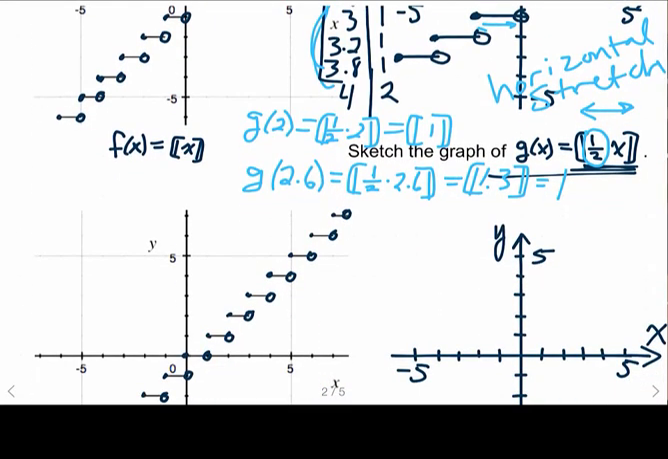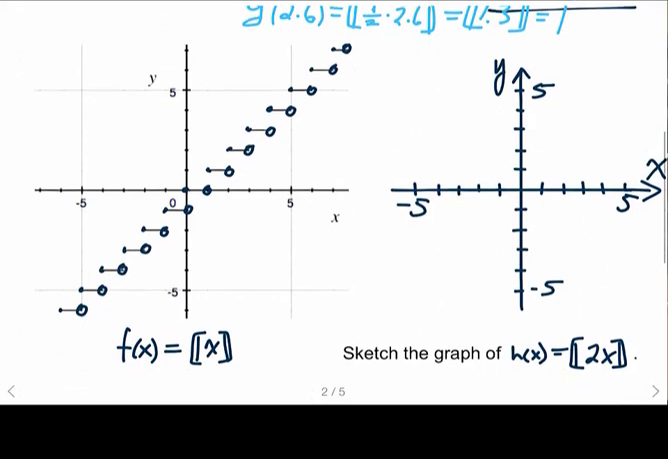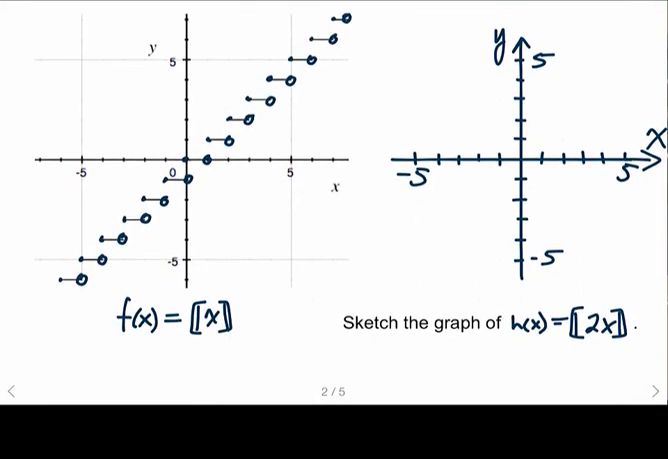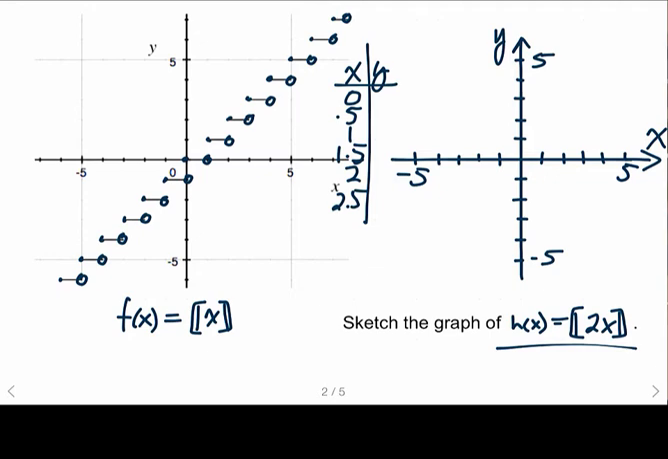Let's see if we can figure out what's going on with another augmented argument, if you will. Here we again have the greatest integer function for comparison, and we're going to sketch the graph of h of x equals the greatest integer of 2x, and maybe you can guess how this is going to be different. We can use the table of values. And just so we can kind of see what's going on, we might use numbers like 0, a half, 1, 1.5, 2, and 2.5, and see what kinds of outputs you get for these inputs.